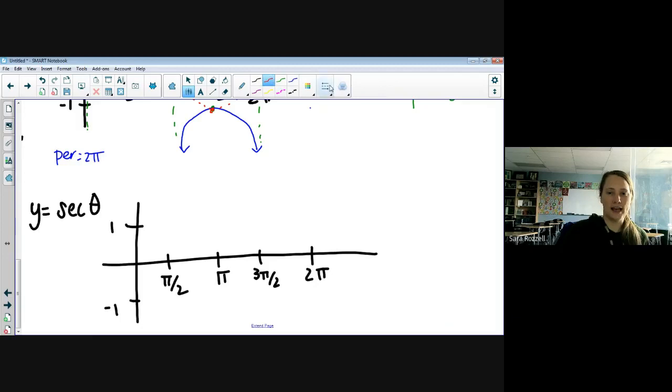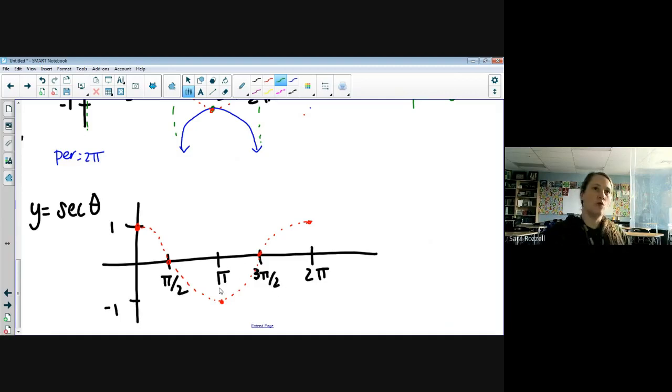So I'm going to lightly sketch my cosine. Cosine starts at 1, ends at 1, in the middle at -1. These are my zeros, right? Dots. That's what cosine looks like. That's one period of cosine.